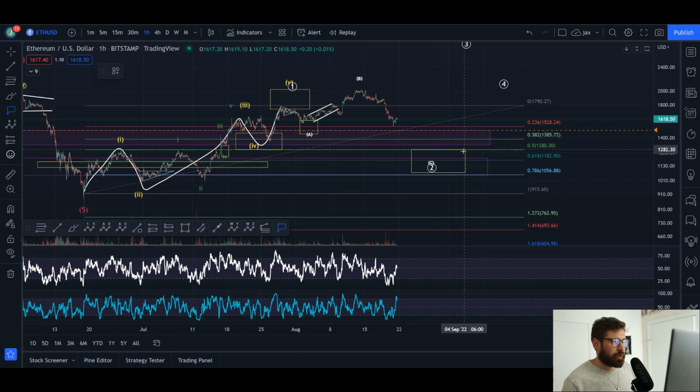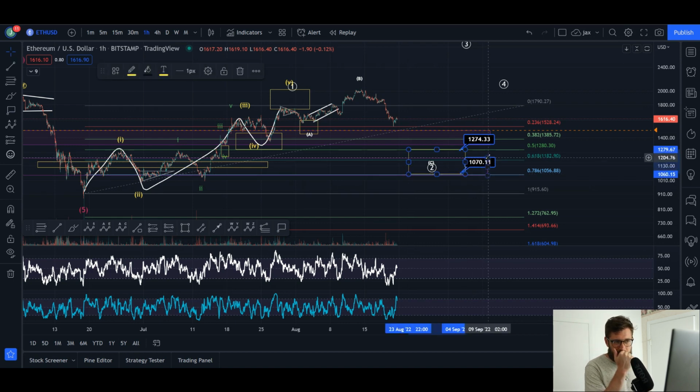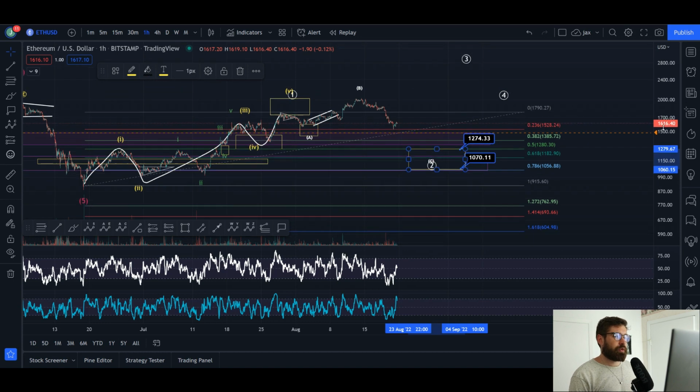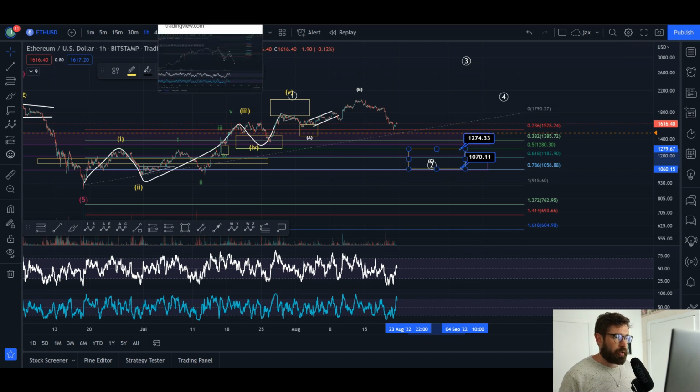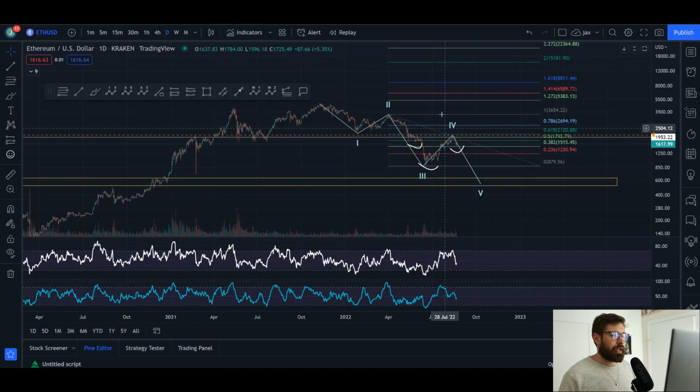Or we come down in between the 0.5 at 1280 or 1274 and the 0.786, which is currently coming in at about 1070. But as I said, if we break below the golden ratio, it's not a strong sign in my opinion. We see a wave 2 pullback, and then we see an explosive move to the upside in a wave 3. This is a really bullish scenario. I don't think it's likely. Personally, what I think we're going through is a wave 4 pullback, looking for that final wave 5.